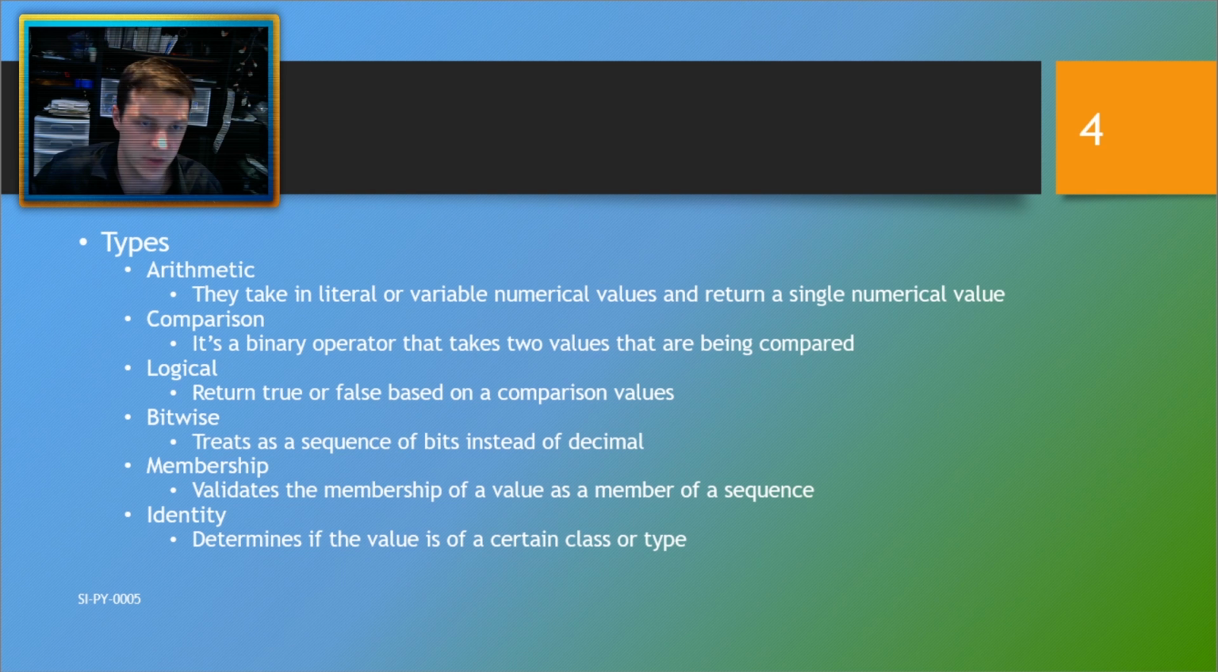So operators. There's just different types of operators. The ones you should be familiar with already are operators like arithmetic, comparisons. New ones should be logical, bitwise, membership, and very new, identity. Correction, very new would be membership and identity.